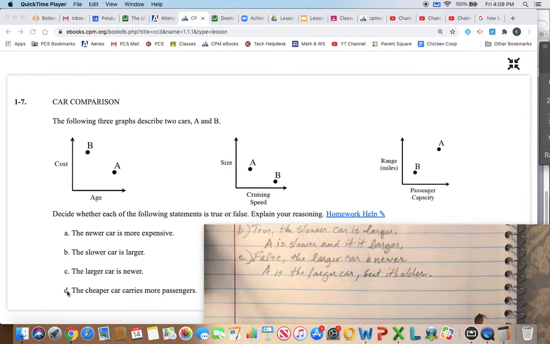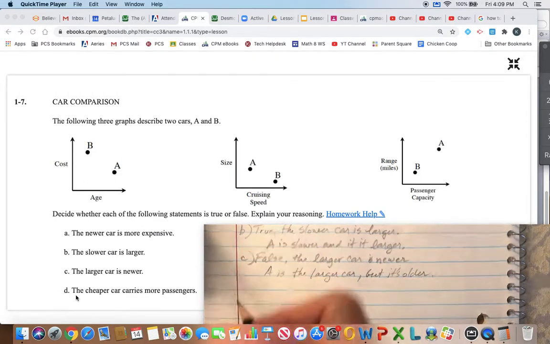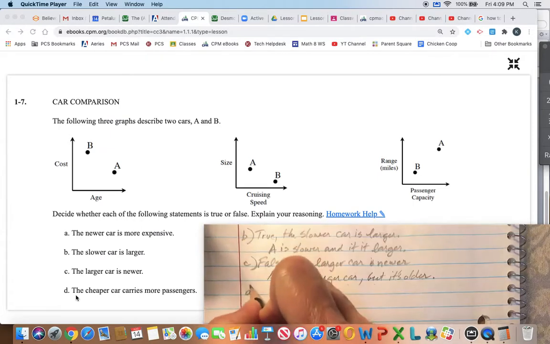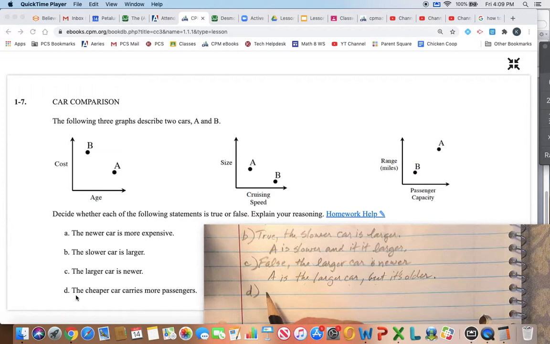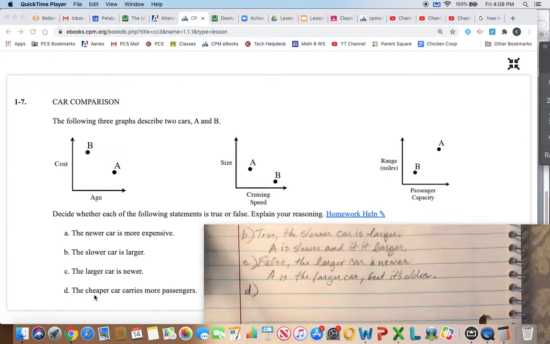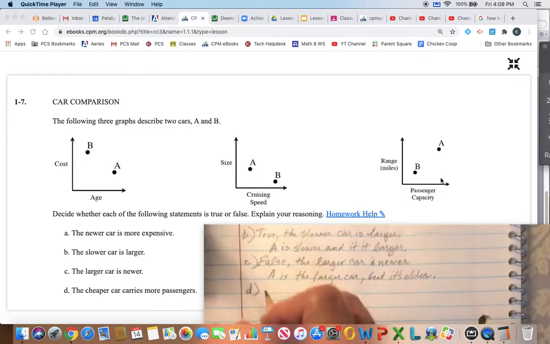Okay, the last statement is D, and that is the cheaper car carries more passengers. Okay, let's look. So the cheaper car, so A is the cheaper car. Does it carry more passengers? Yes, it does carry more passengers. And so we can say this statement is true.